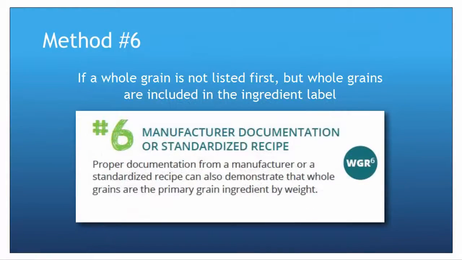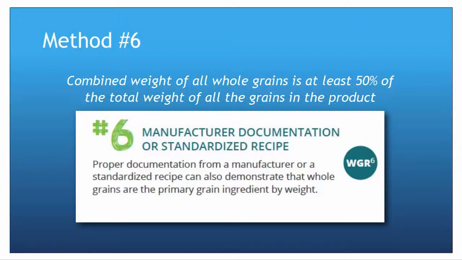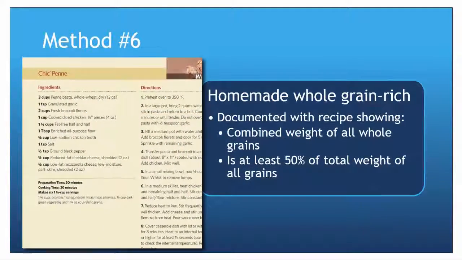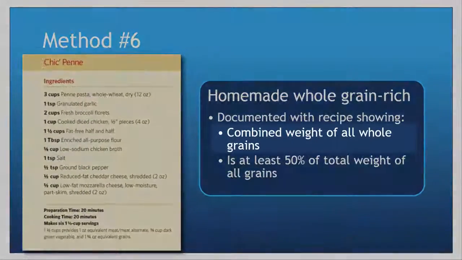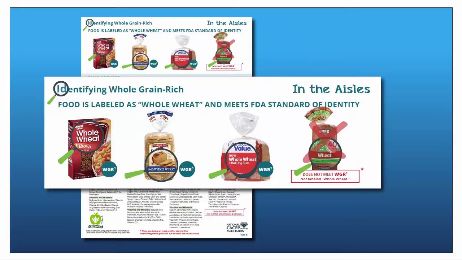Method 6. If a whole grain is not listed first, but whole grains are included on the ingredient label, a manufacturer's statement is needed to document that the combined weight of all whole grains in the item is at least 50% of the total weight of all the grains in the product. Homemade whole grain rich items must be documented with a recipe showing the combined weight of all whole grains is at least 50% of the total weight of all grains in the recipe. Let's look at a few examples and determine if the items meet the criteria to be considered whole grain rich.